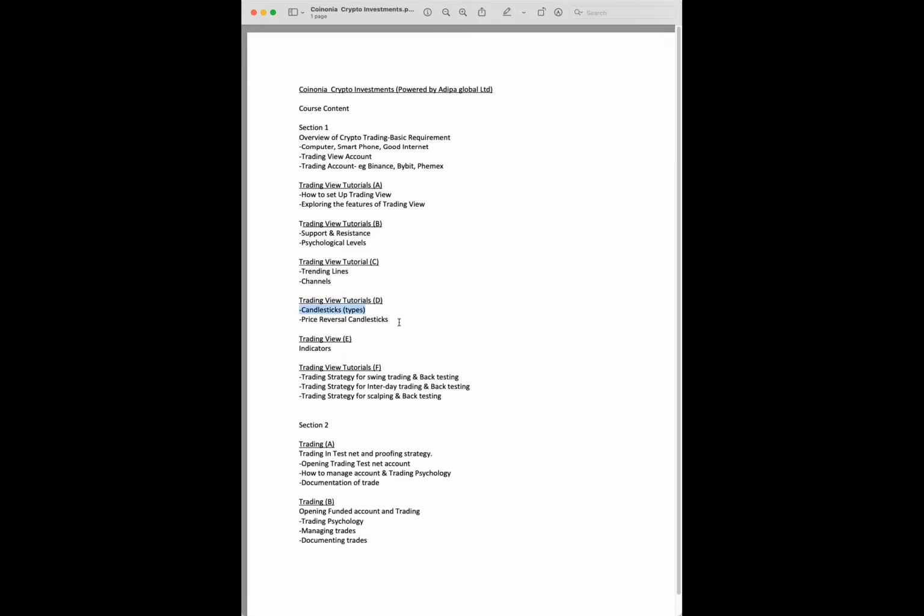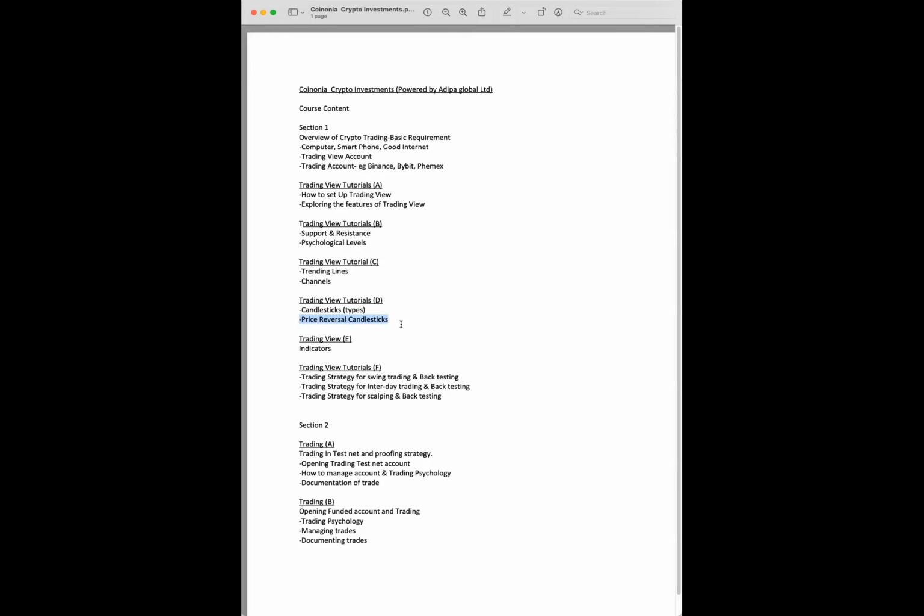Now, from there, TradingView tutorial D has to do with candlesticks: the types of candlesticks, and then candlestick formations. Candlesticks do form certain things, like the flag, bull flag, bear flag. Candlesticks can also form things that we call morning star, evening star, doji, bullish engulfment, bearish engulfment. When we get there, we'll learn it in detail.